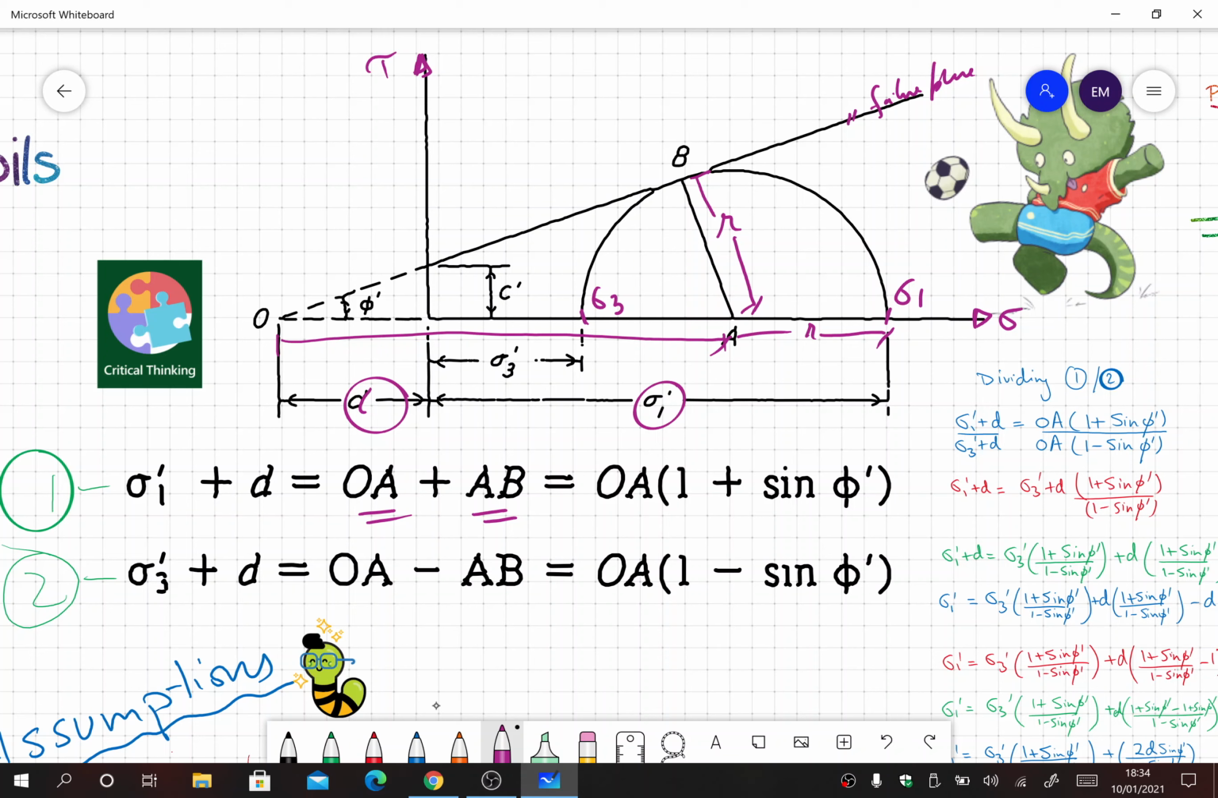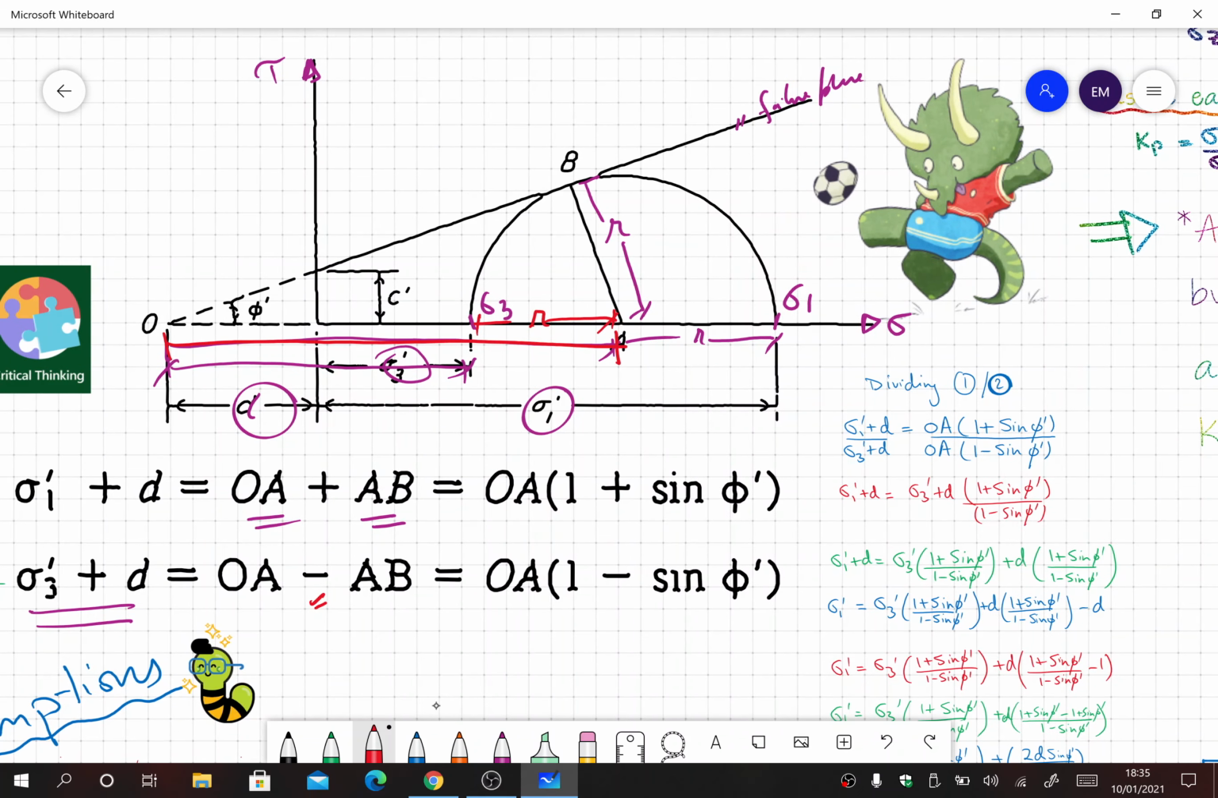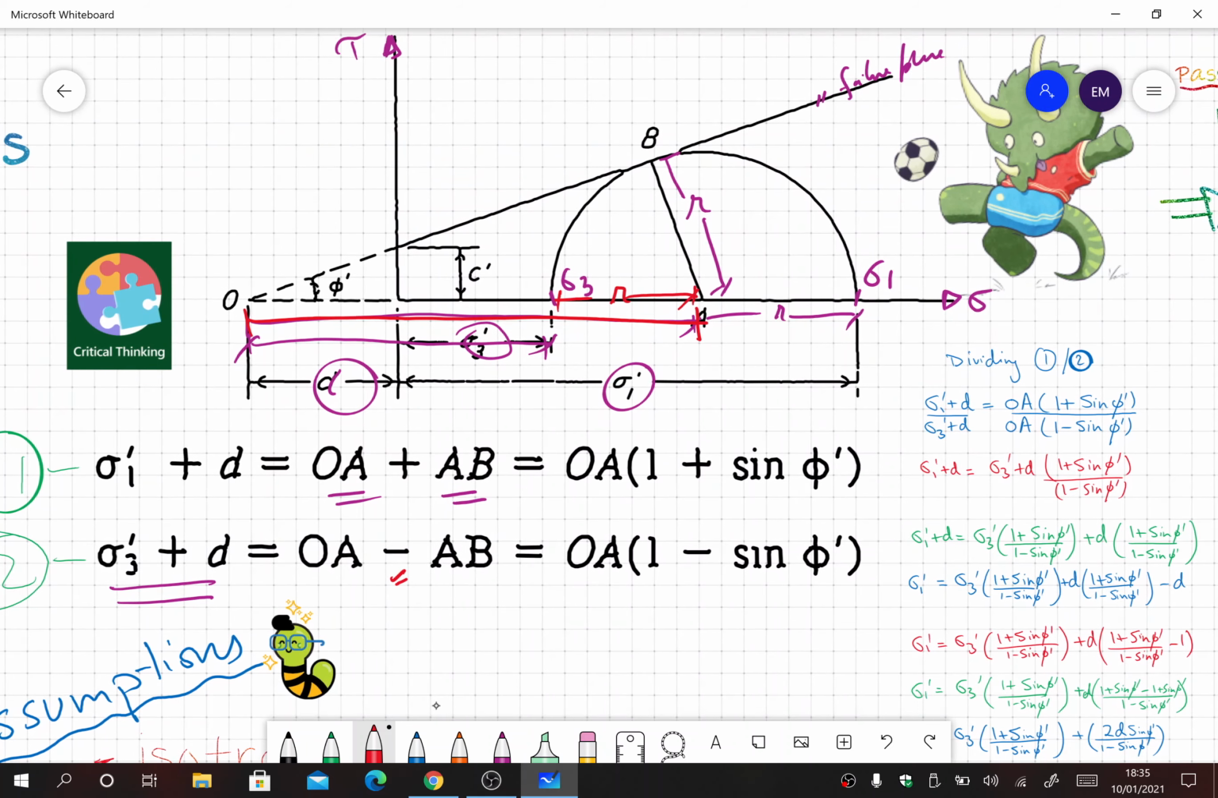We'll now have a look at sigma 3 plus d. So this value is sigma 3 plus d, and it is equal to OA minus this distance, the radius, that is AB. So minus is indicated here. So this is equal to OA into 1 minus sine phi. How is the other one equal to OA into 1 plus sine phi? Let me come to that.